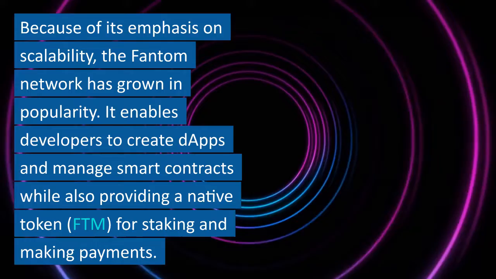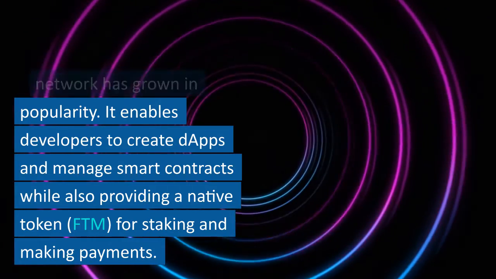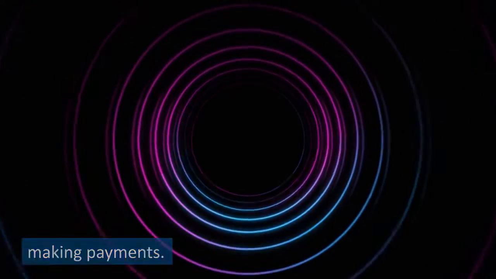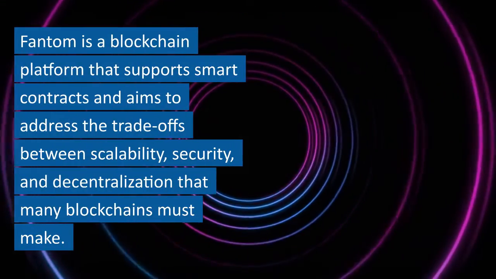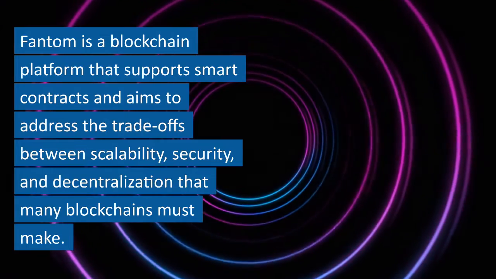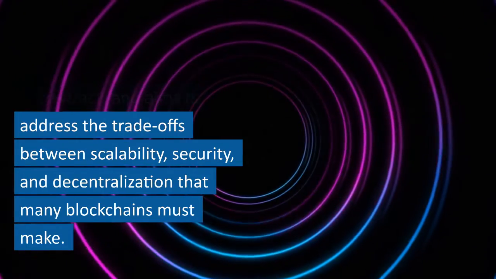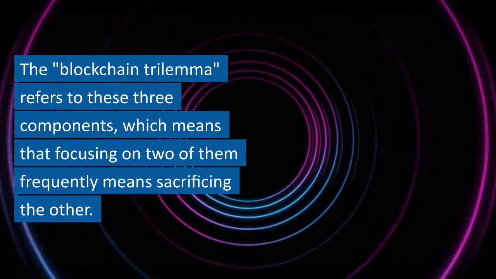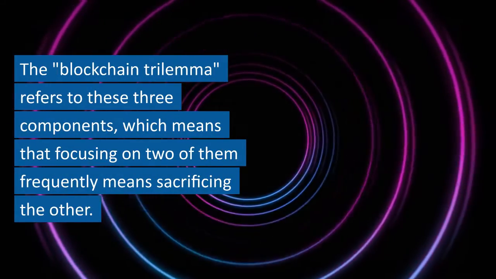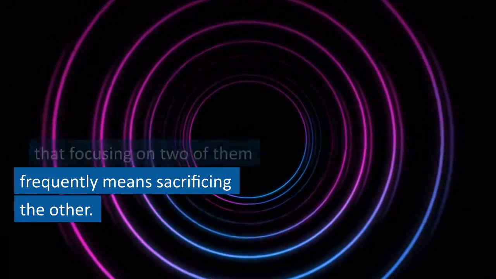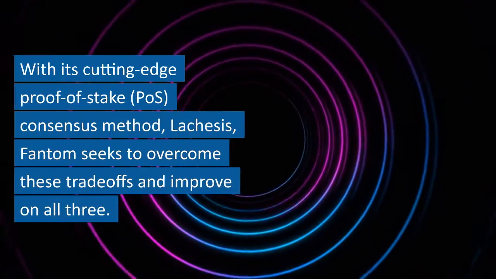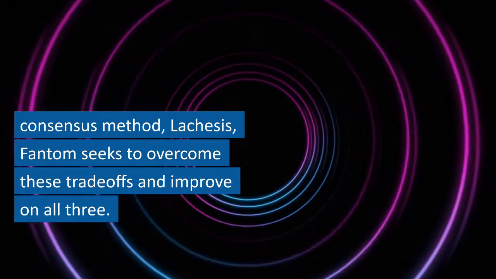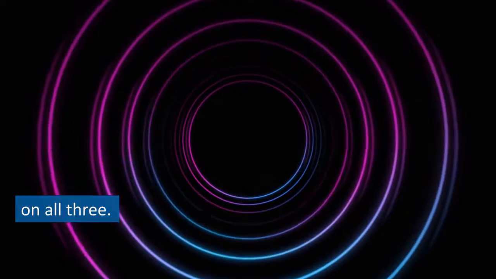It enables developers to create dApps and manage smart contracts while also providing a native token, FTM, for staking and making payments. Fantom is a blockchain platform that supports smart contracts and aims to address the trade-offs between scalability, security, and decentralization that many blockchains must make. The blockchain trilemma refers to these three components, which means that focusing on two of them frequently means sacrificing the other. With its cutting-edge proof-of-stake, POS, consensus method, Lachesis, Fantom seeks to overcome these trade-offs and improve on all three.